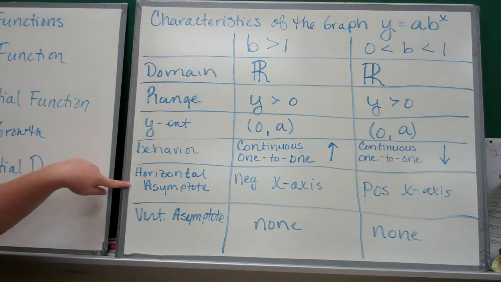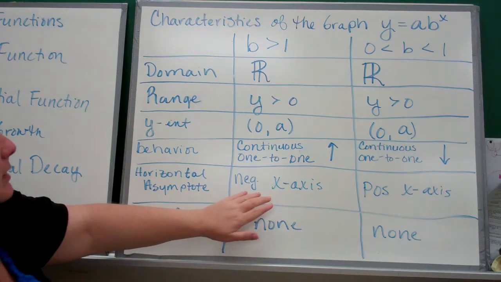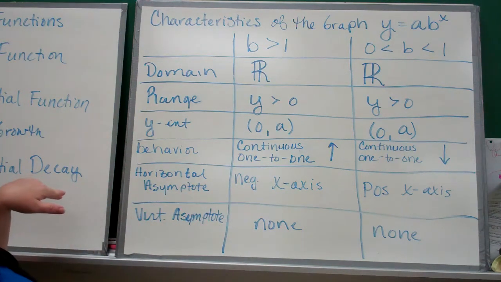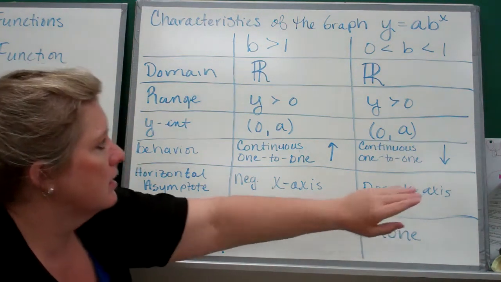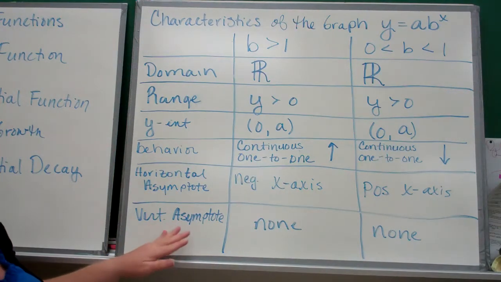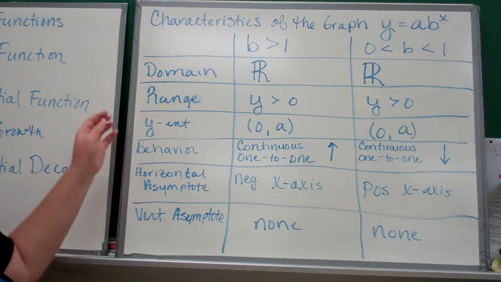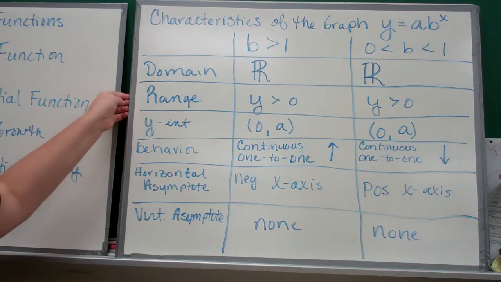Horizontal asymptote, okay, they say it's the negative x-axis, meaning that's where it gets closer to it. Here's the positive x-axis. And there's no vertical asymptote because your domain is all real numbers.